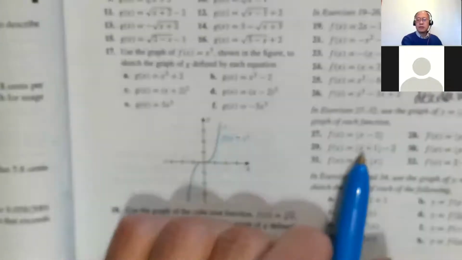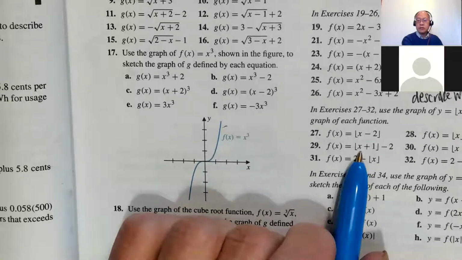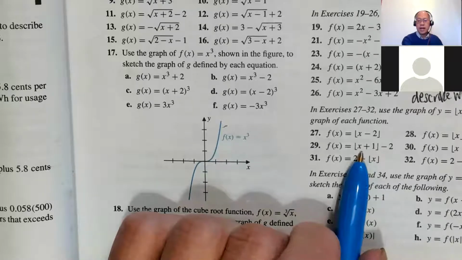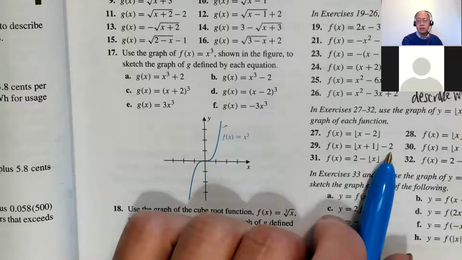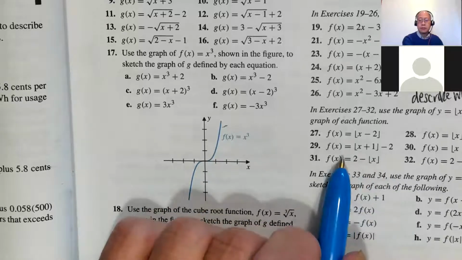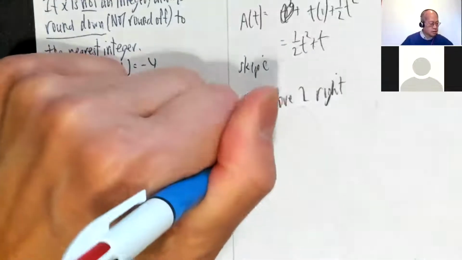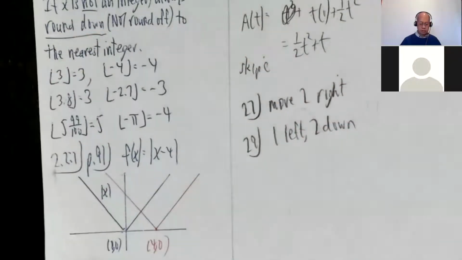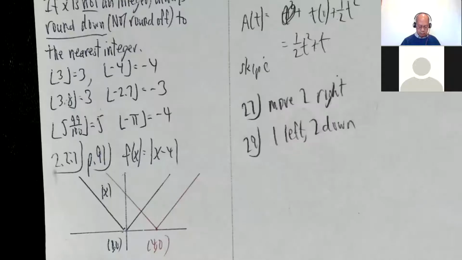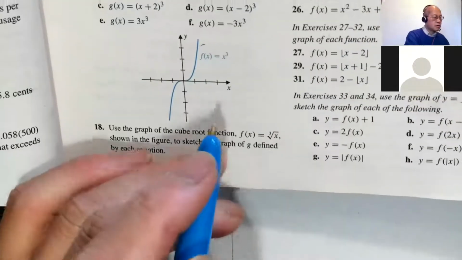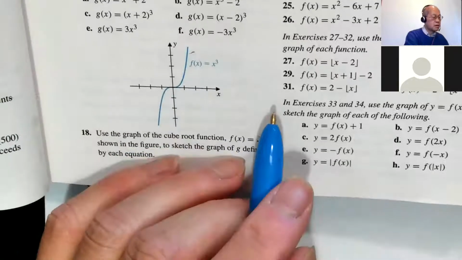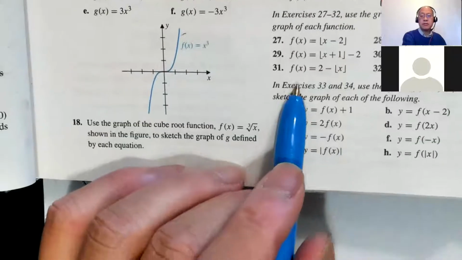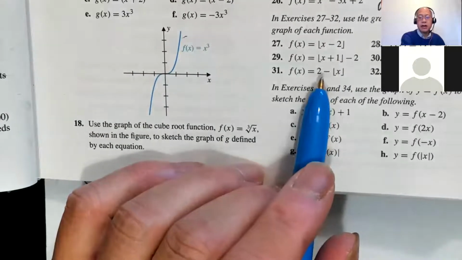And let's see, this one. 1 to the left, 2 down. Okay, so 29, 1 left, 2 down. And finally 31, 2 minus greatest integer value.